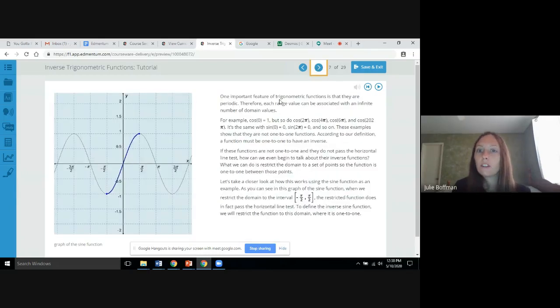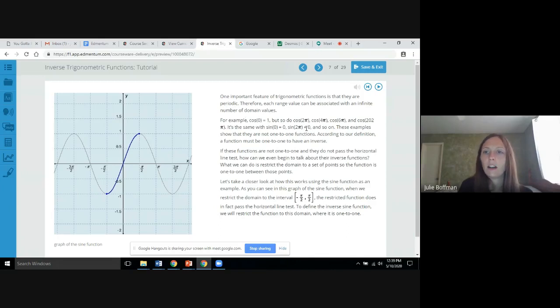So it says one important feature of trig functions is that they are periodic. Therefore, each range value can be associated with an infinite number of domain values, right? Because your unit circle goes around and around and around. So when you graph it, the wave goes forever. So it says, for example, if cosine of 0 equals 1, right here at the top, well, this is a sine graph.